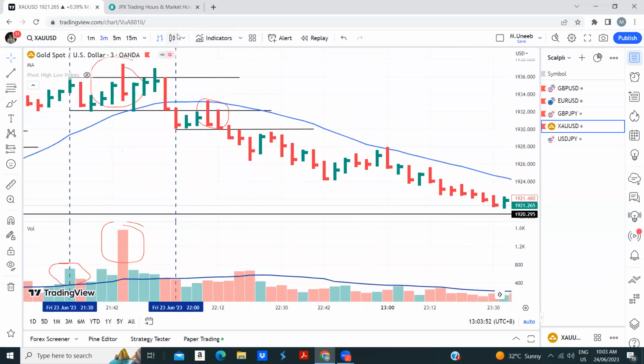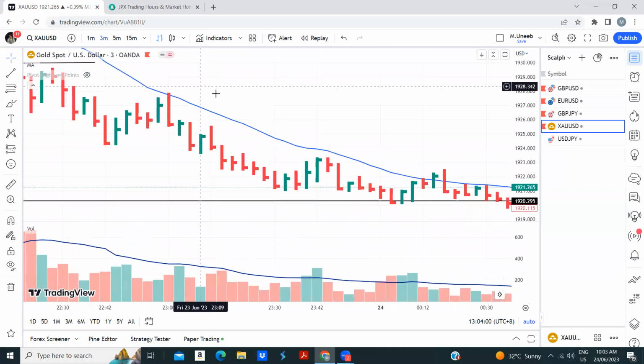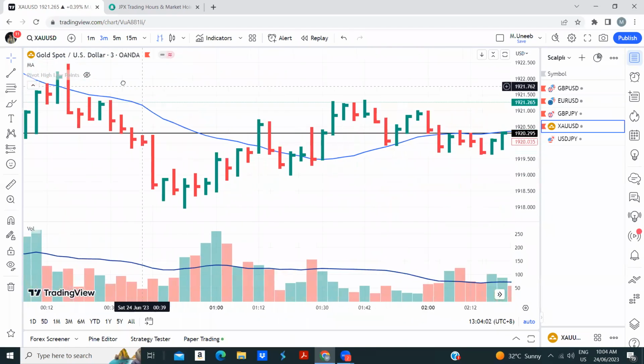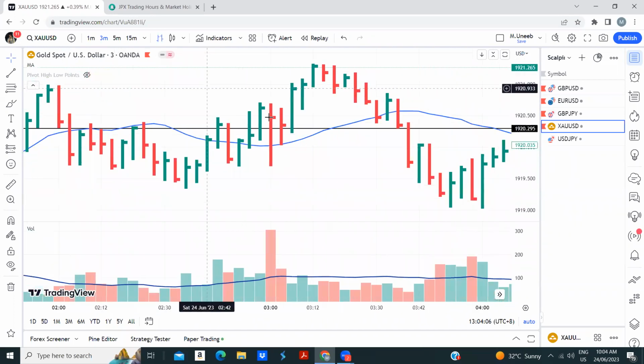Now, if you see, it's a huge bar here. It's always tested. Now this is a spring here. You can see the test of this level. Then you see it is always tested, as I told you.